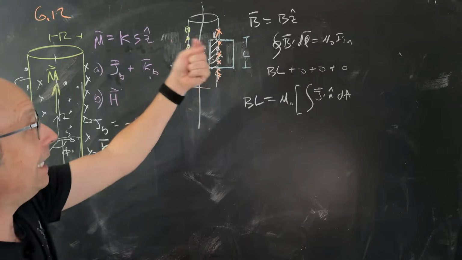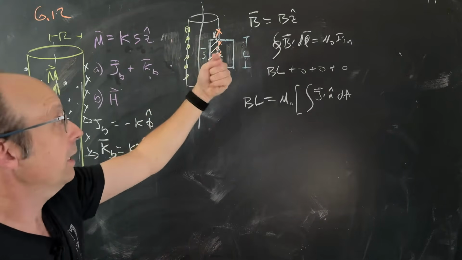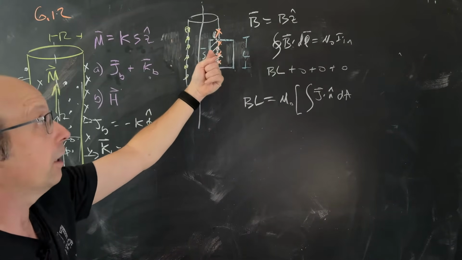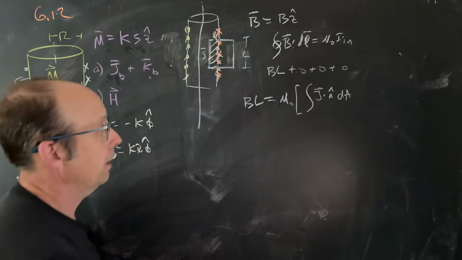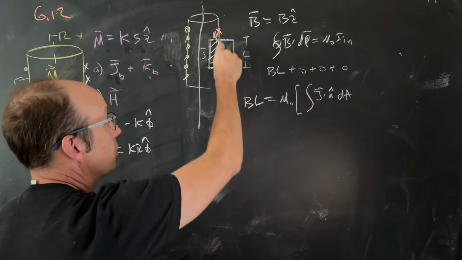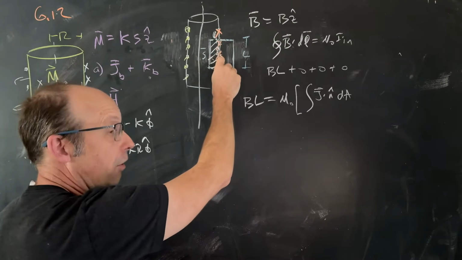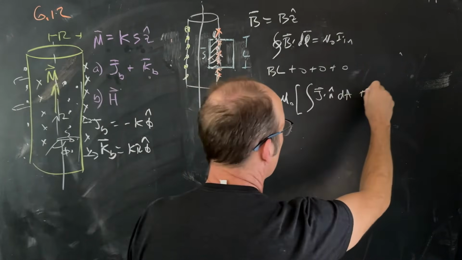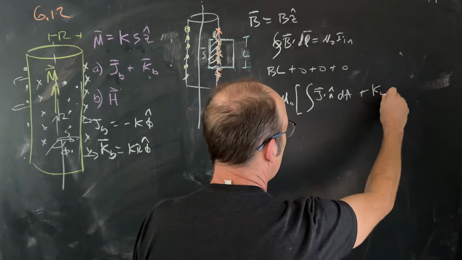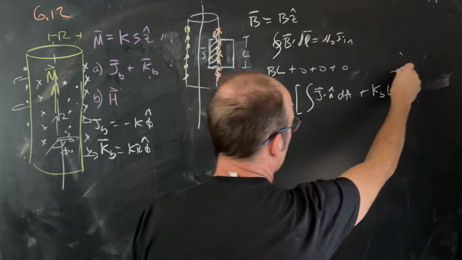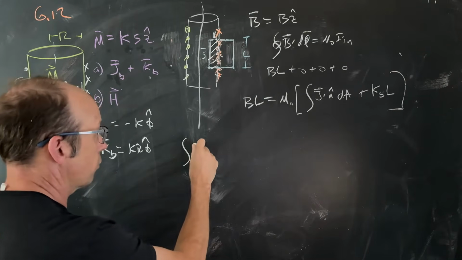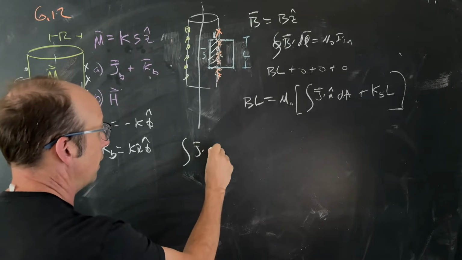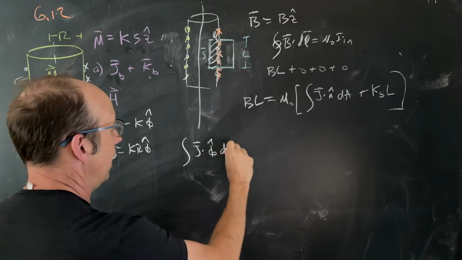And in this case, n hat is a unit vector perpendicular to my area. The way I pick this, that unit vector is actually going to be phi hat. And then I have to find the current through here. That's just going to be equal to the surface current density K_b times L. Okay, so let's do that integral right there. The integral of J dot phi hat dA.